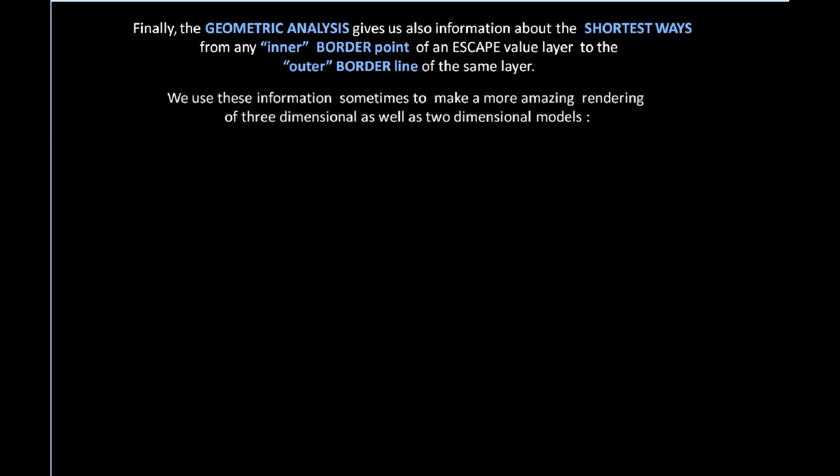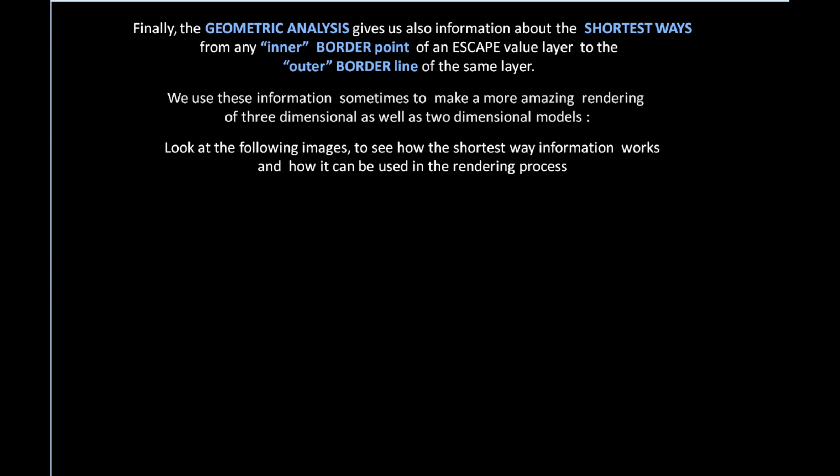Finally, the geometric analysis also gives us information about the shortest ways from any inner border point of an escape value layer to the outer borderline of the same layer. We sometimes use this information to make a more amazing rendering of three-dimensional as well as two-dimensional models. Look at the following images to see how the shortest way information works and how it can be used in the rendering process. Shortest ways.